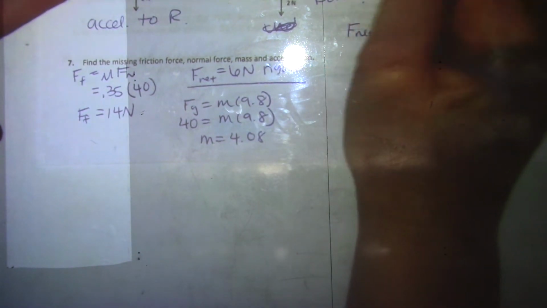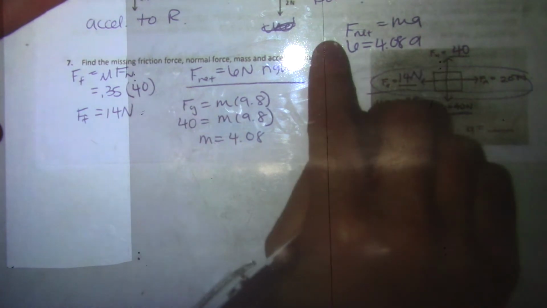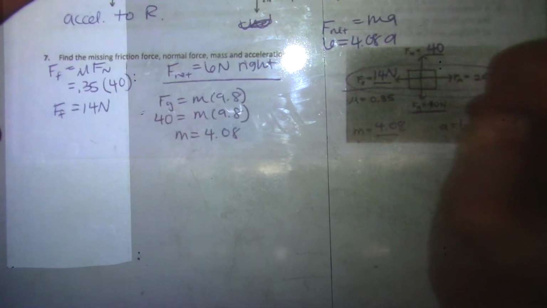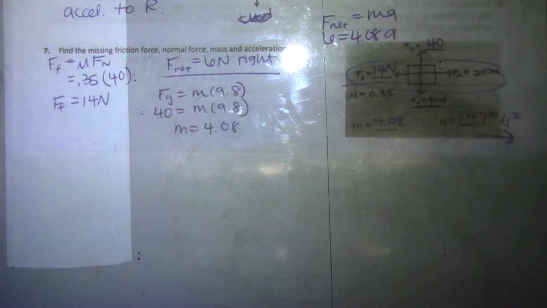And then lastly, to find acceleration, that's net force equals ma. F net we already said was 6. Mass is 4.08. Now I'm going to divide the 4.08 over, and that gives me an acceleration of 1.47, and it's going to be to the right because my net force is to the right. My bigger force is to the right.